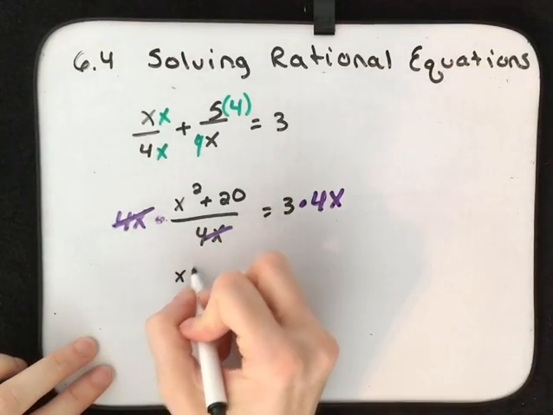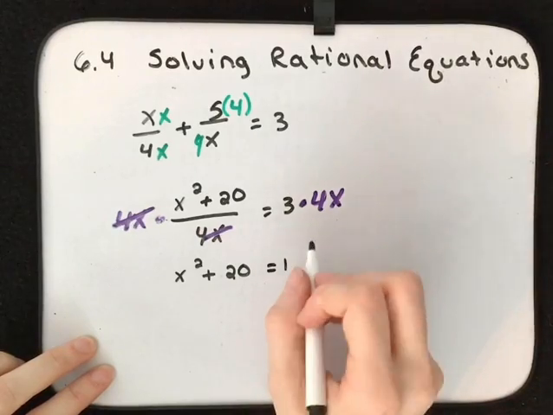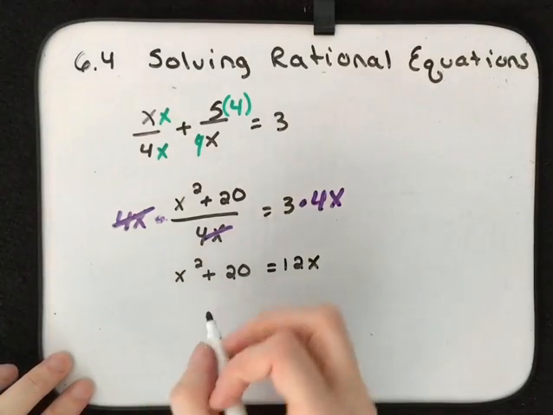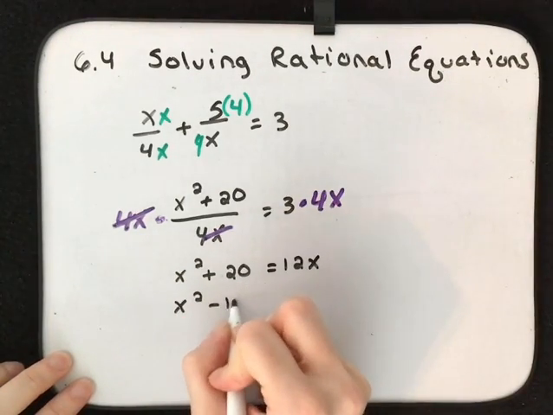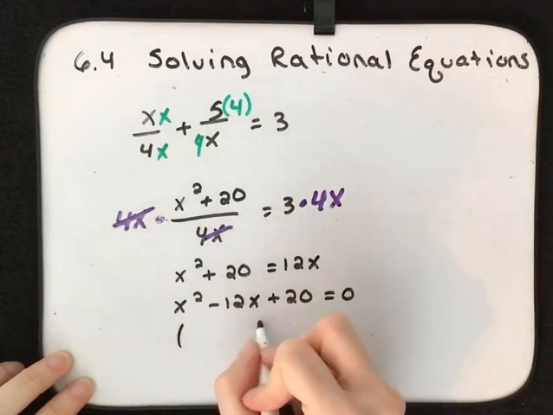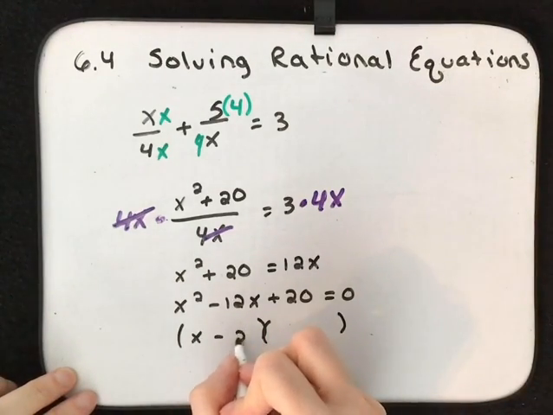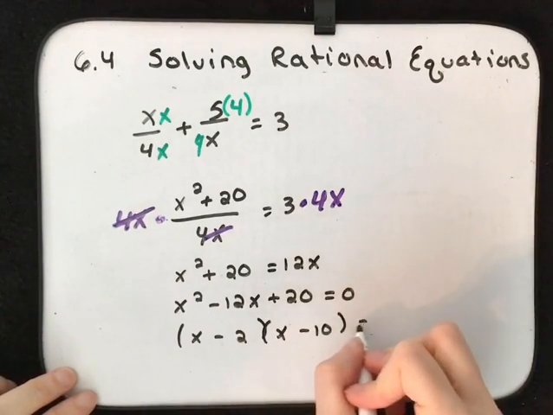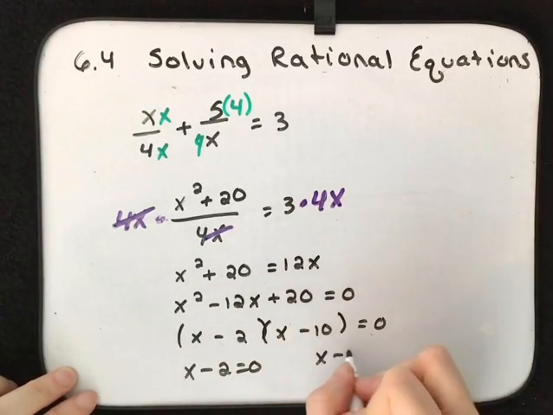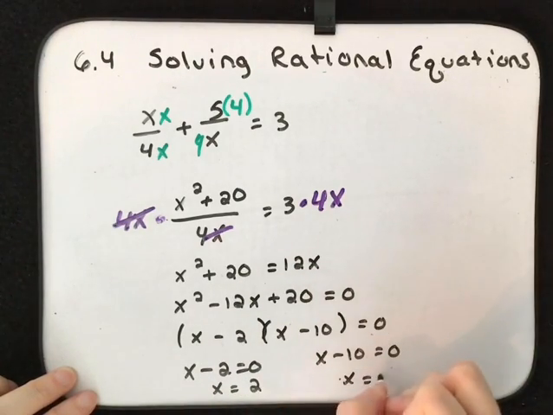So now we have x squared plus 20 equals 12x. So let's solve this down. Move your 12x over. So we need two numbers that multiply to 20 and add to negative 12. So how about x minus 2 and x minus 10? So that tells us that x minus 2 could equal 0, or x minus 10 could equal 0. So x is equaling 2 and x is equaling 10.